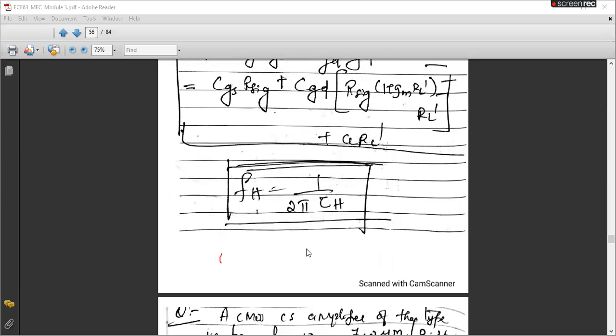So tomorrow we will do one numerical problem based upon this analysis. As far as this analysis is concerned, the derivation is important. The results of all the three cases are important for doing the numerical problem. I will stop my class today. If you have any doubts, you can ask me.